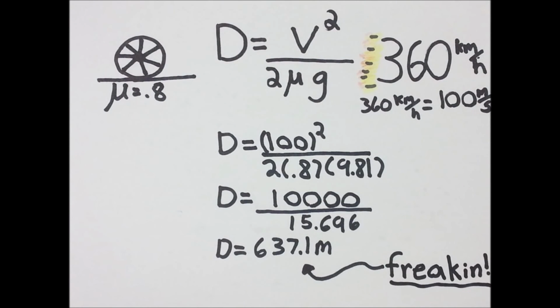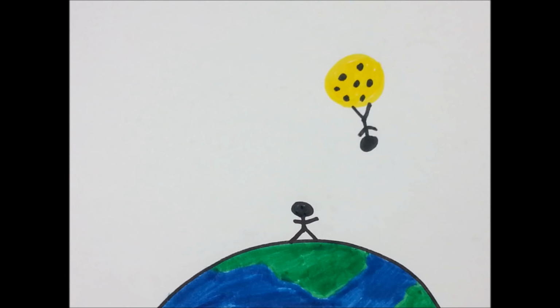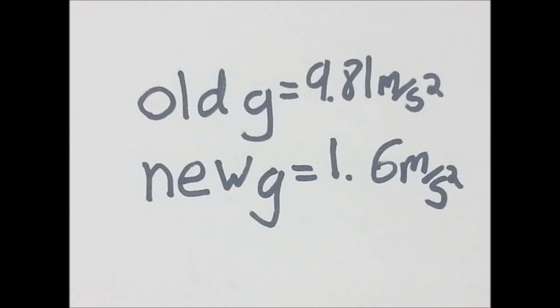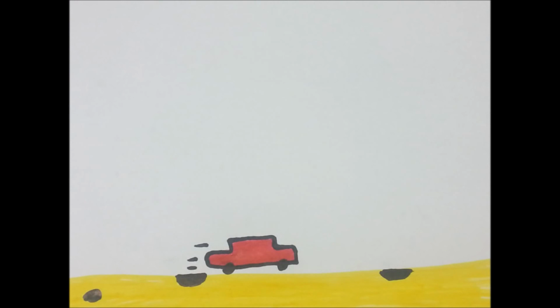But this is all on Earth. What if we were to go to the moon? In the future, when we colonize the moon, the acceleration in the formula will be changed from 9.81 meters per second squared to 1.6 meters per second squared, which drastically increases the stopping distance. So let's bring the car back and see how long it takes him to stop on the moon.